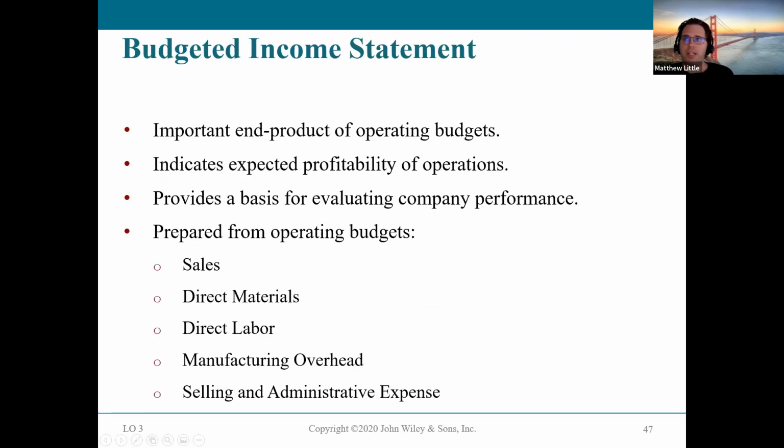All right, so the budgeted income statement then is the end product of all your operating budgets. And it helps identify, are we going to be profitable or not? It also helps support any evaluation of the company, like what do our ratios look like, what's our profit margin, what's our net income before taxes as a percentage of sales. And so now we pull in all our operating budgets, our sales, direct materials, labor, overhead, selling, and admin.